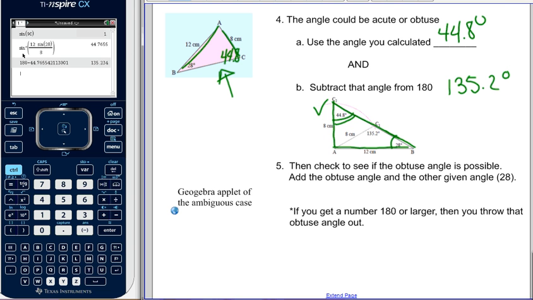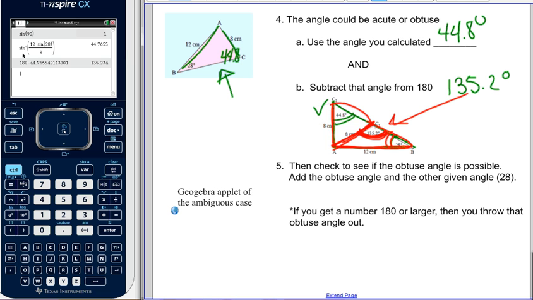The other option is to swing this side length 8 over here, and that's going to create another triangle where we've got an obtuse angle here. That obtuse angle happens to be 135.2 degrees. And look, we've still got a side length 8, a side length 12, and an acute angle of 28 degrees. So we need to check, is this even a possible solution? The way that we do that is we make sure that these two angles, the 135.2 and 28 degrees, do not add up to more than 180 degrees, because then it won't create a triangle.